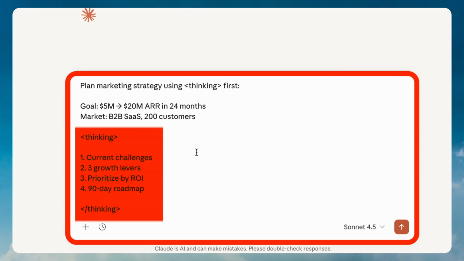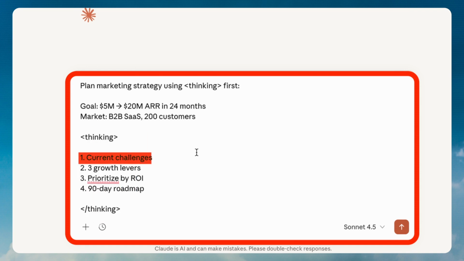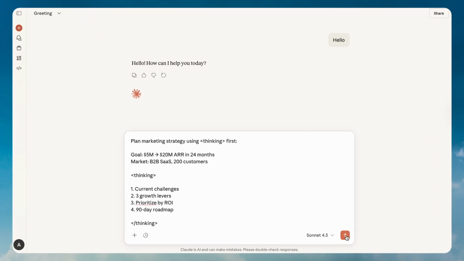We structure it with thinking tags. Inside the thinking tags, Claude must work through 1. Current challenges. 2. 3 growth levers. 3. Prioritize by ROI. 4. 90-day roadmap. Look at what Claude delivers.